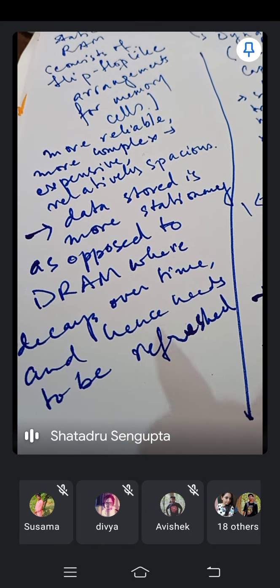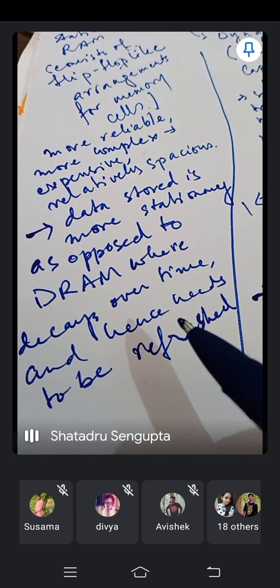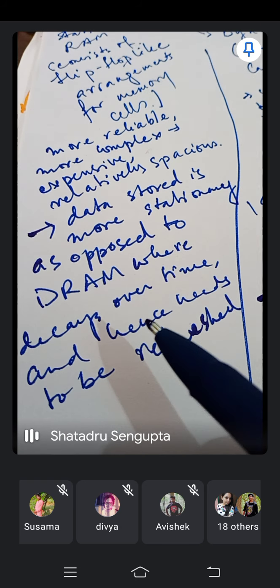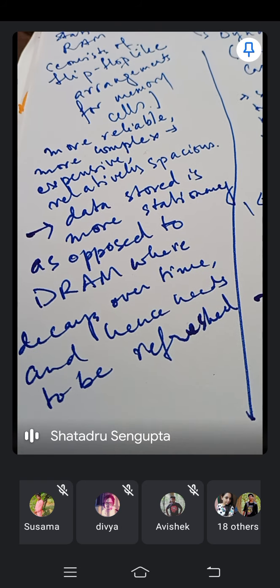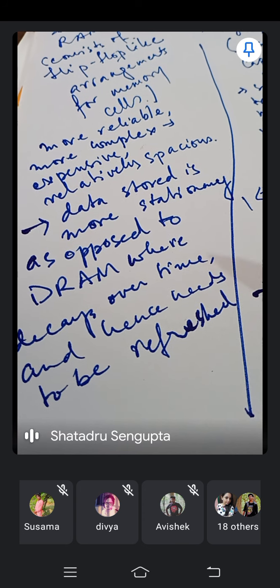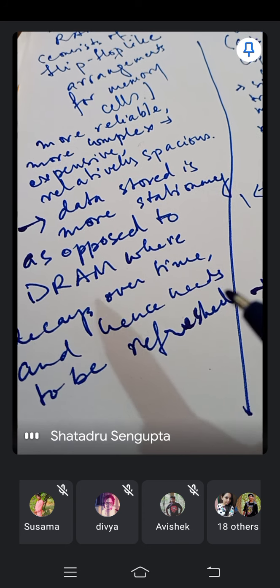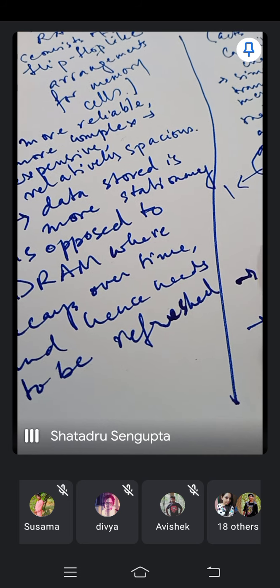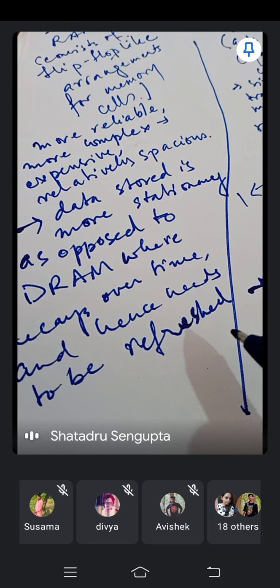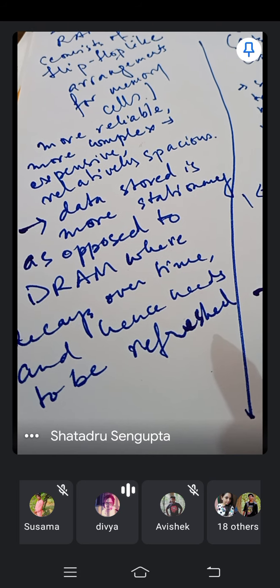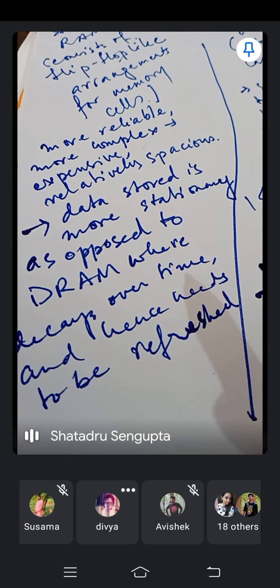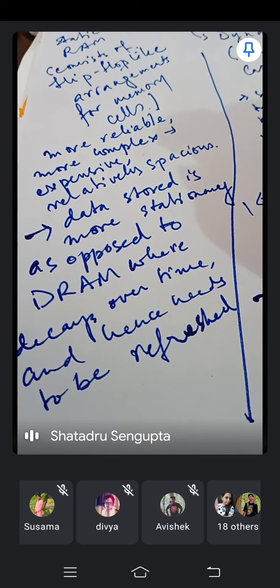So in case of DRAM, as I was saying, it decays over time, and hence it needs to be refreshed. So there has to be a refresh circuit. Even then, it becomes less reliable, obviously.